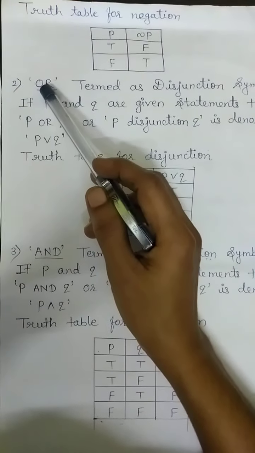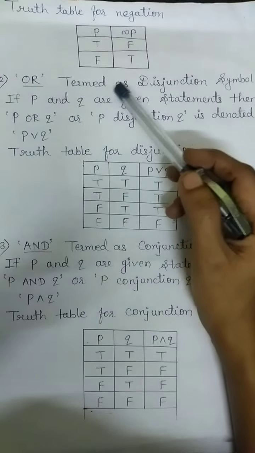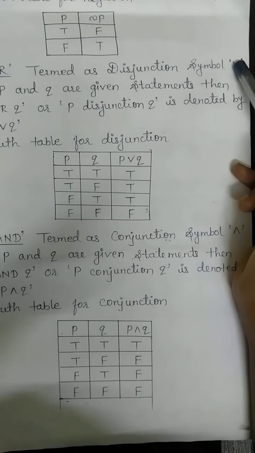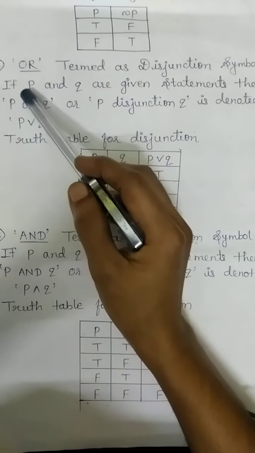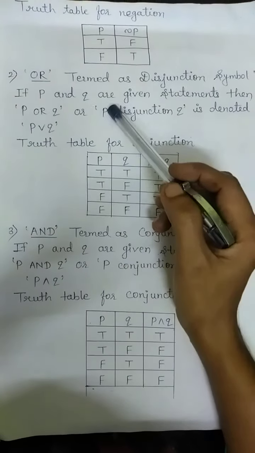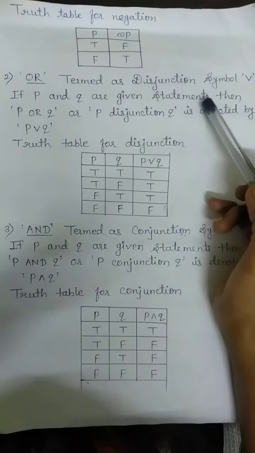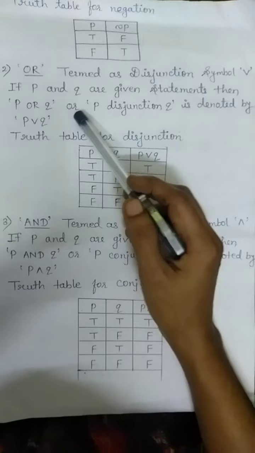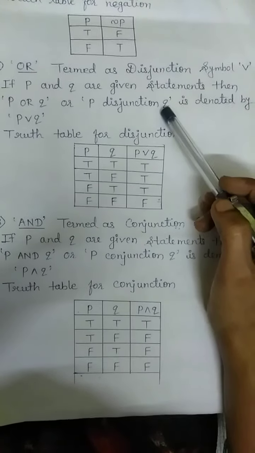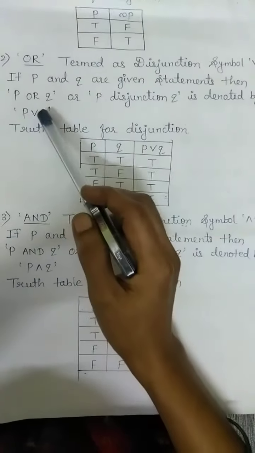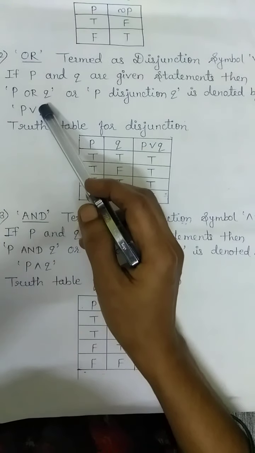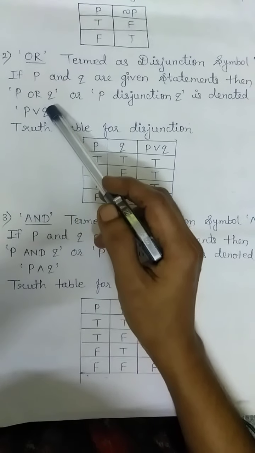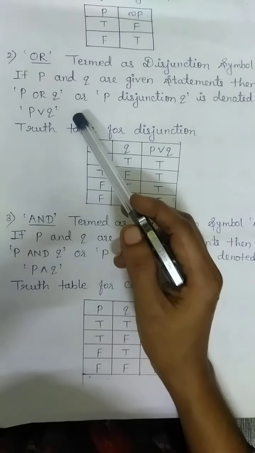Second logical connective is or. It is also termed as disjunction and symbol is this, just like V. If P and Q are given statements, then P or Q or P disjunction Q is denoted by this symbol P or Q. Now since here we require two statements, we consider P and Q.